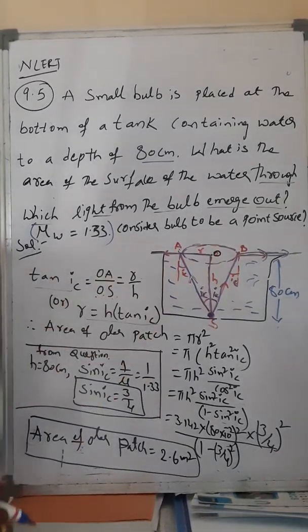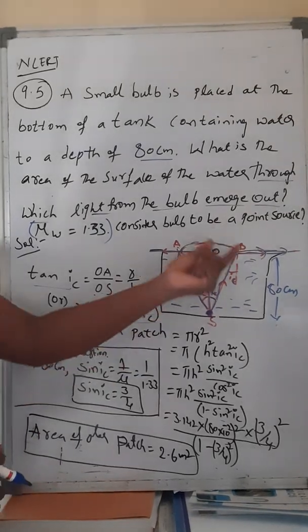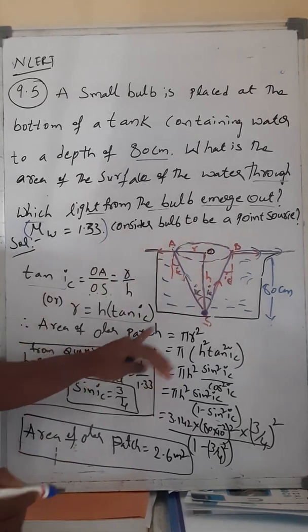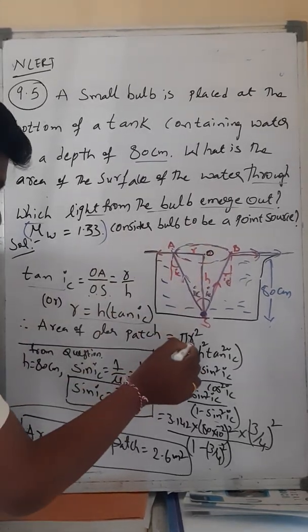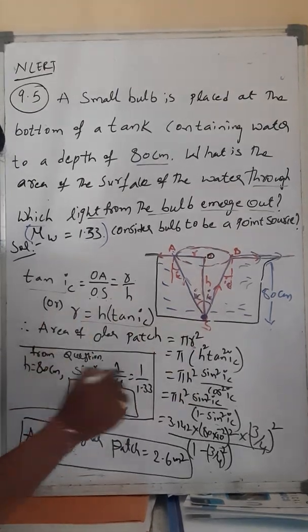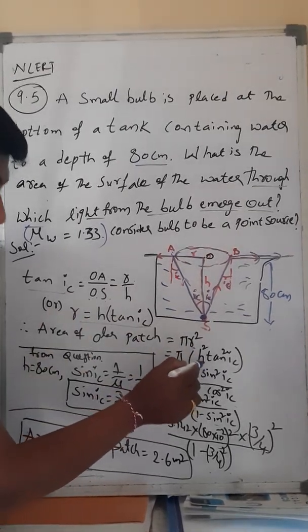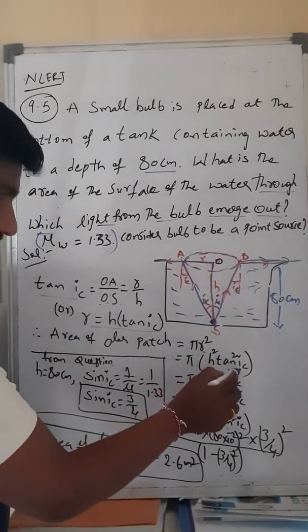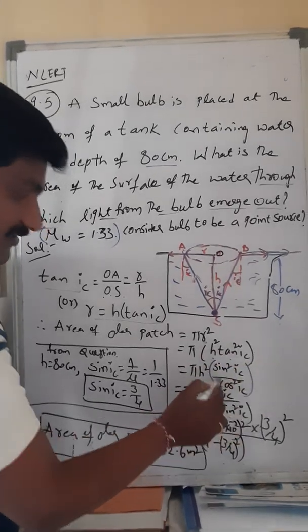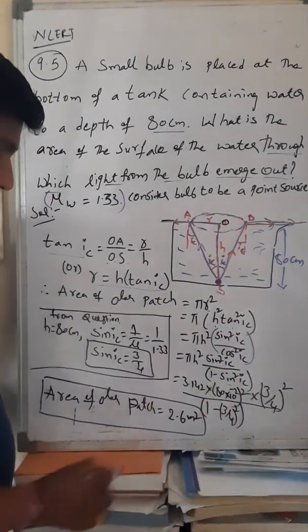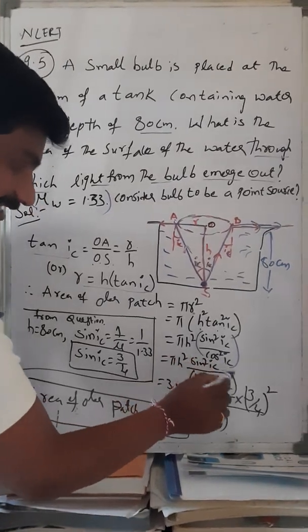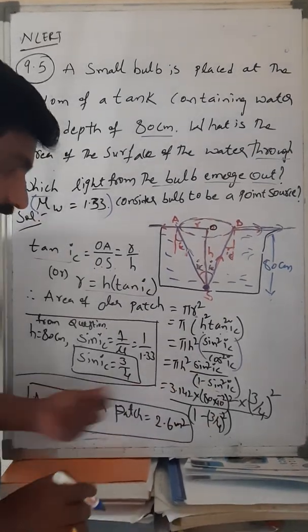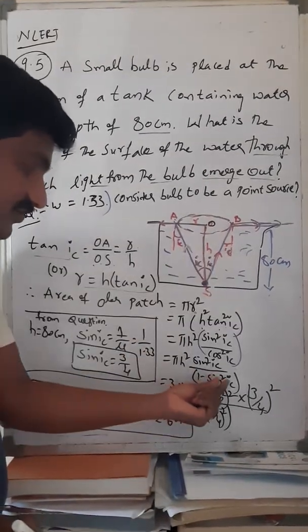So keep this aside. Now the area of this circular patch, the cross-sectional area of this circle, is pi r squared, the basic formula. We know that R, the radius, is H tan IC. If I substitute in place of R, it is pi H squared tan squared IC. Then tan squared IC I can write as sine squared IC by cos squared IC, and from the trigonometric identity, cos squared IC is 1 minus sine squared IC.